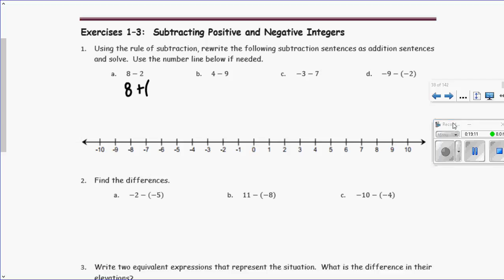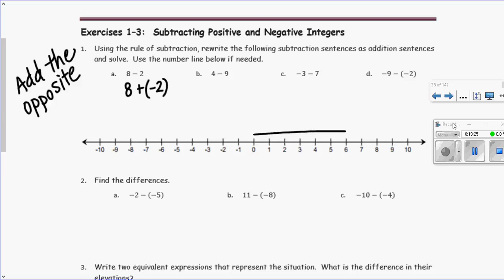We can write 8 plus negative 2 because I'm going to add the opposite. We're going to hear that phrase a lot: add the opposite if it's a subtraction problem. The good news is you know how to solve 8 plus negative 2, because here's 8, and then I add negative 2, and I told you you would end up at 6. So I knew that you would get that one right.